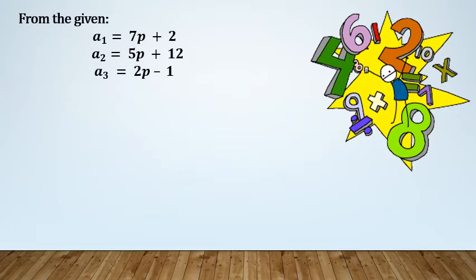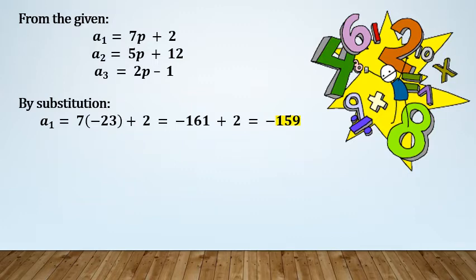From the given, a sub 1 equals 7p plus 2, a sub 2 equals 5p plus 12, a sub 3 equals 2p minus 1. Para malaman ang value ng bawat term, substitute the value of p to the given equation. Unahin natin ang a sub 1.